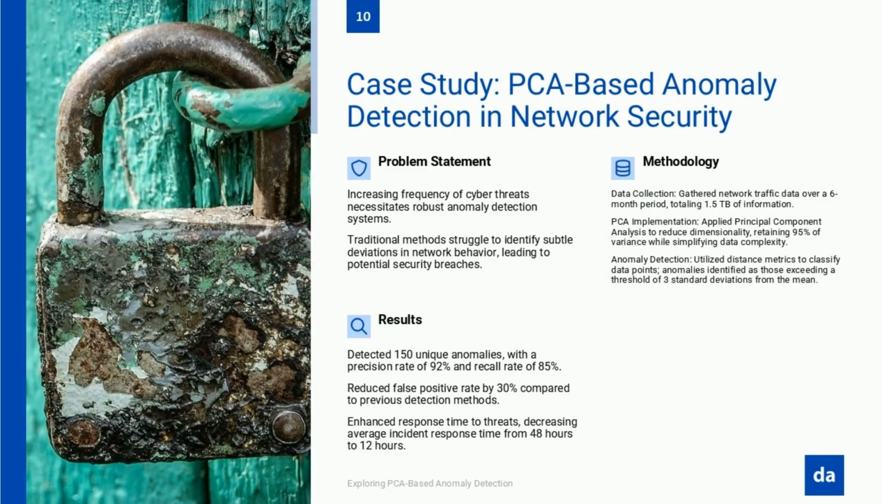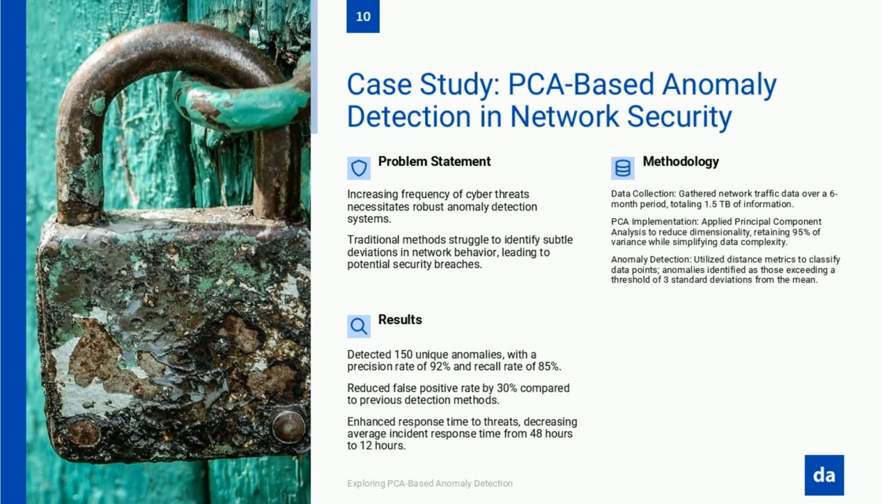Let's dive in. Cyber threats are becoming more sophisticated every day, and traditional rule-based security systems often fail to catch subtle anomalies that indicate a potential attack. This is where PCA-based anomaly detection proves to be a game changer. In network security, anomalies often manifest as unusual traffic patterns, unauthorized access attempts, or sudden spikes in data usage. By leveraging PCA, security teams can detect these anomalies in real time, helping to prevent cyber attacks before they escalate.